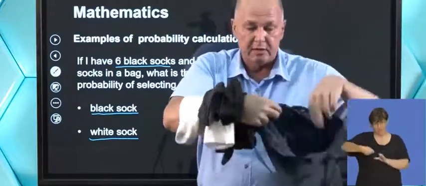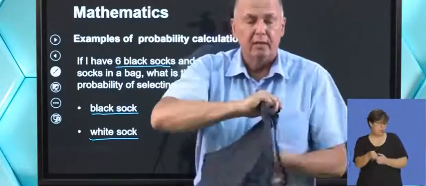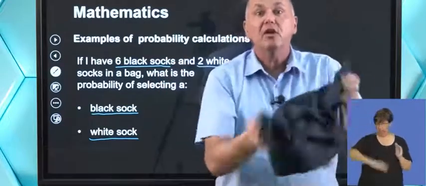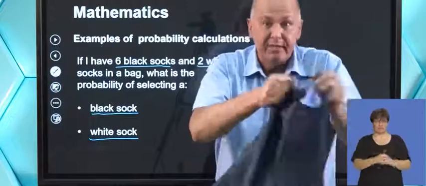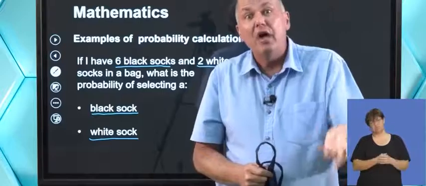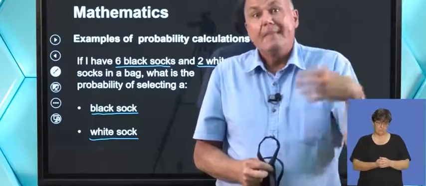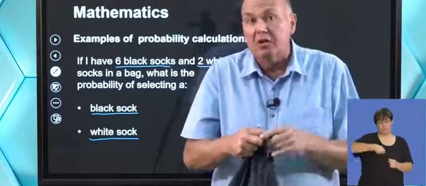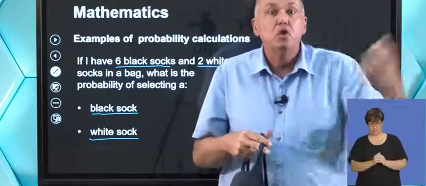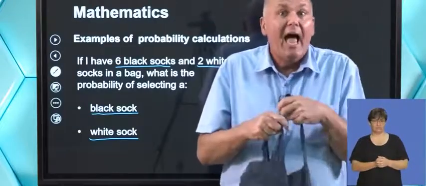Now I'm going to put these socks back into the bag, and what I want you to think about is, what do you think the probability is going to be of pulling out a black sock? Do you think it's going to be high or low? Let's have some fun. Let's predict. Well, what's the total number of possibilities that I could have? Well, I could actually have either a black sock or a white sock. So, in effect, of the socks that I've got in the bag here, I could pull out 6 black socks, or I could pull out 2 white socks. So the total number in the sample space is 8 possibilities.